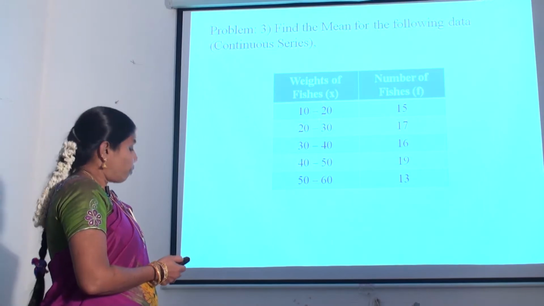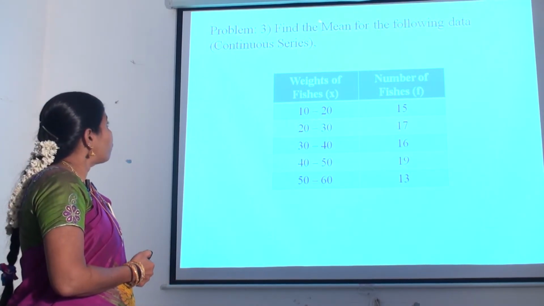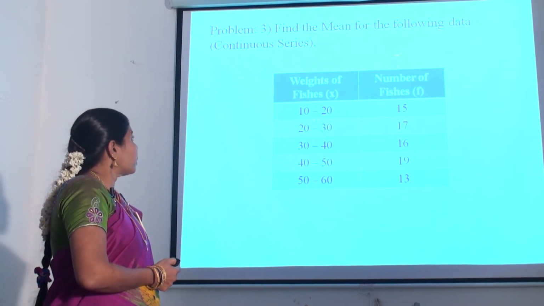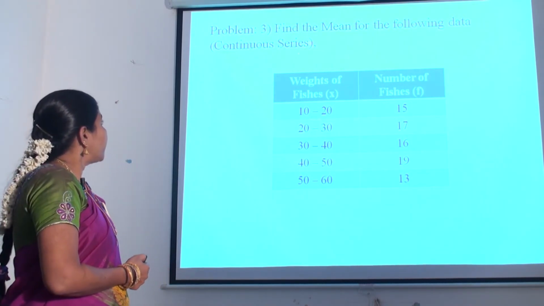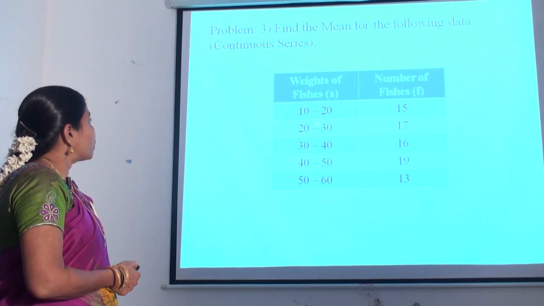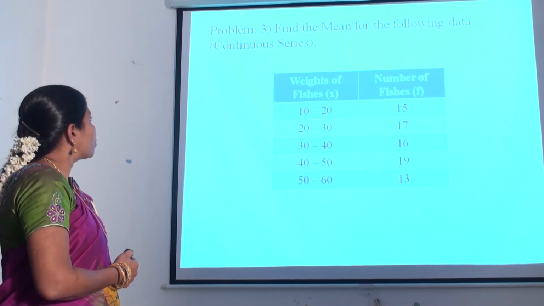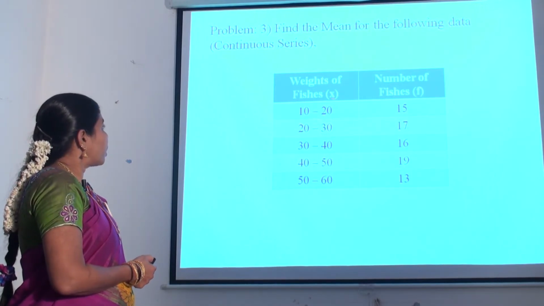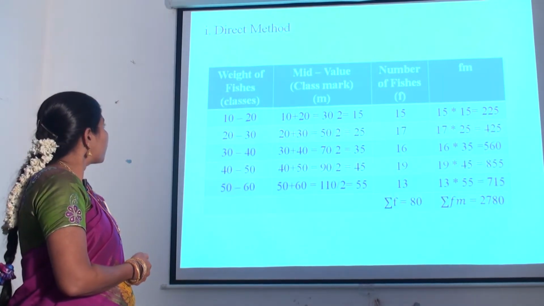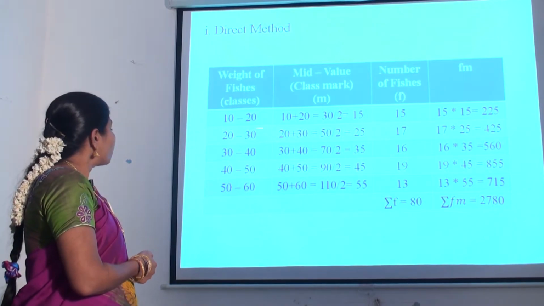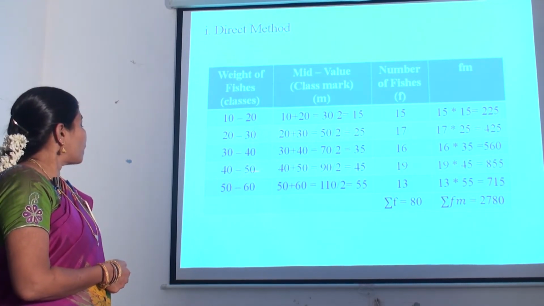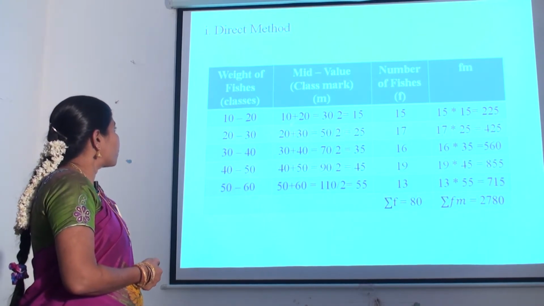Next, find the mean for the following data, that is mean for continuous series. If the given set of data includes consecutive class limits, it is said to be continuous series. Here the weight of fishes are entered in the first column, that is 10 to 20, 20 to 30, 30 to 40, 40 to 50, 50 to 60.